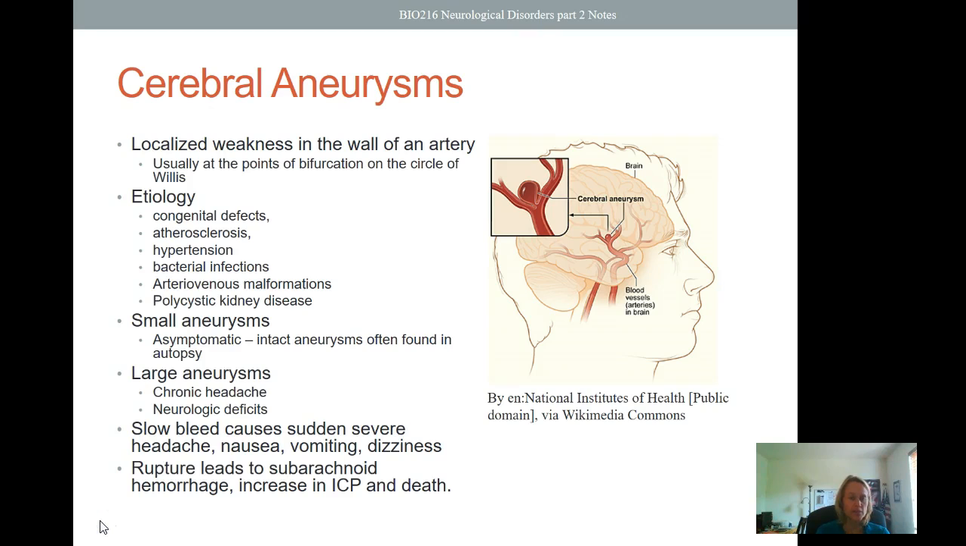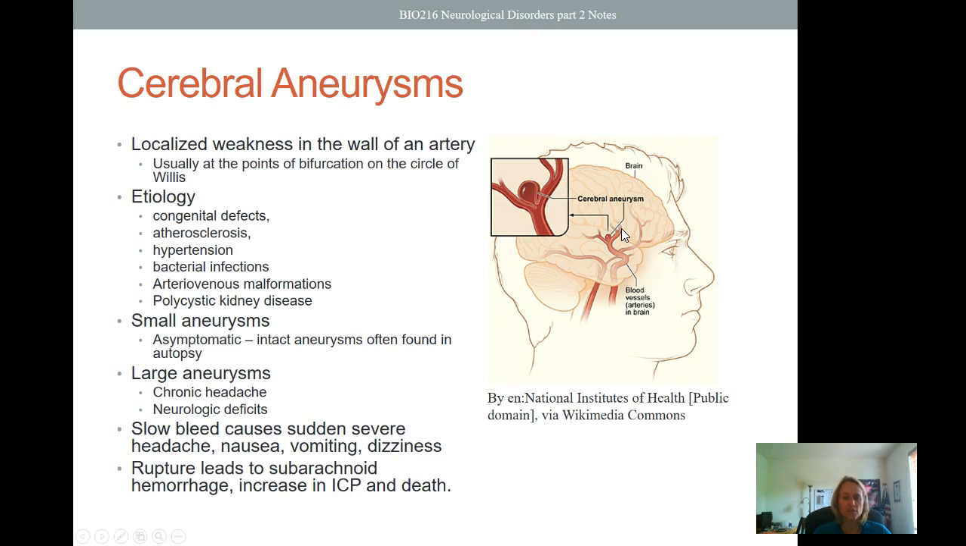Cerebral aneurysms occur when we have a localized weakness in the wall of an artery. They are usually found at points of bifurcation, or points where we have branches, particularly on the circle of Willis. Things that can lead to these include congenital defects, so weak vessels, atherosclerosis, hypertension, bacterial infections, arteriovenous malformations, and polycystic kidney disease.